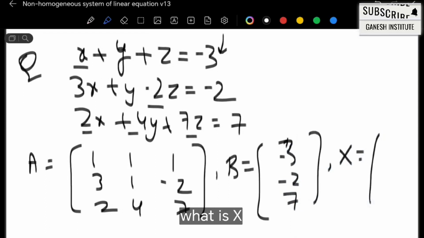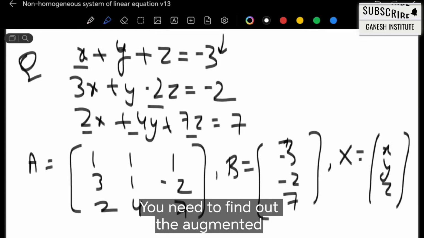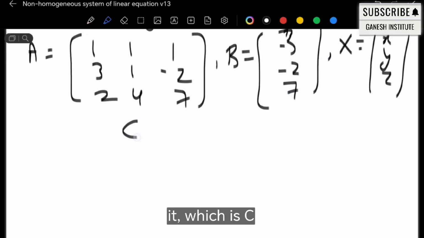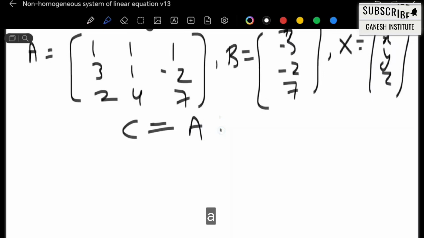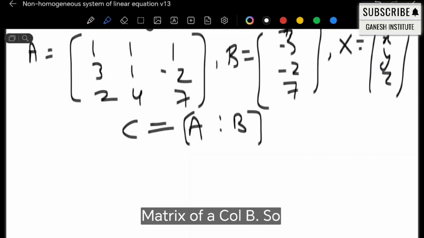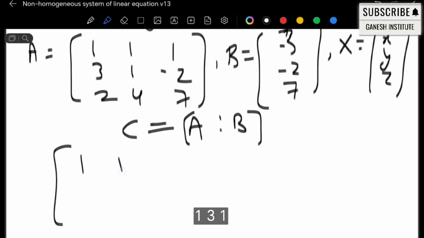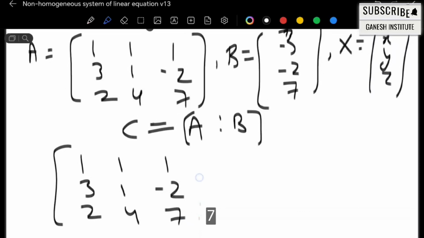What is X? The variable matrix. Now what do you do? You need to find the augmented matrix. Create an augmented matrix out of it, which is C equals A colon B. So you're writing them together. That is 1, 1, 1, 3, 1, minus 2, 2, 4, 7, and here minus 3, minus 2, 7.